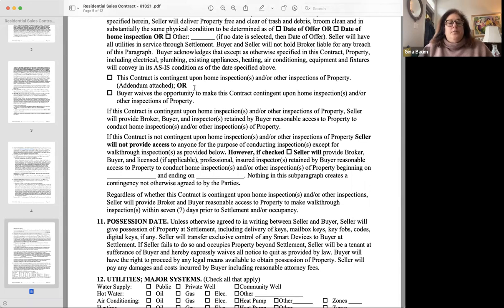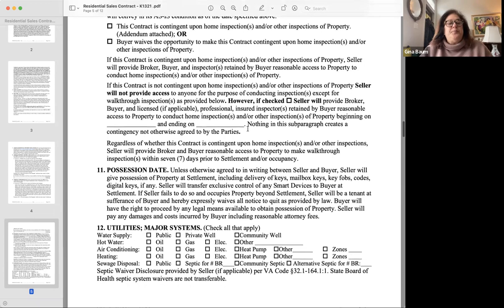And this is where you're going to specify, we're going to have home inspections or we're not. We're going to have a home inspection contingency or we're not. This contract is contingent upon home inspections and other inspections of the property, addendum attached, right? Or the buyer waives the opportunity to make this contract contingent upon home inspections and or other inspections of property.